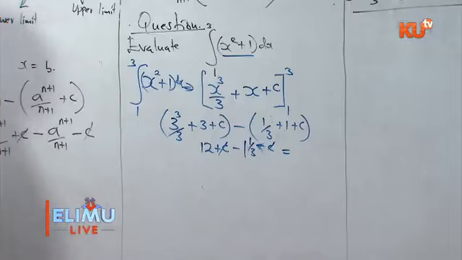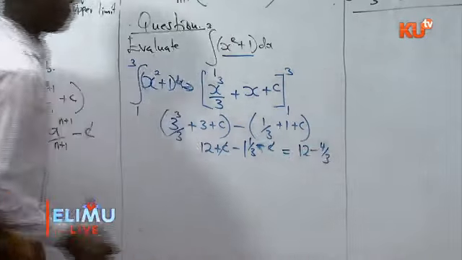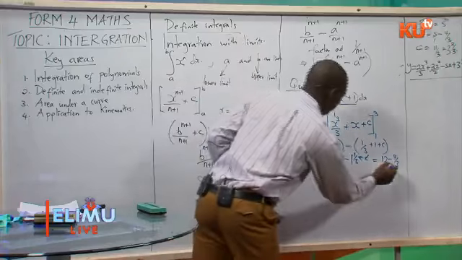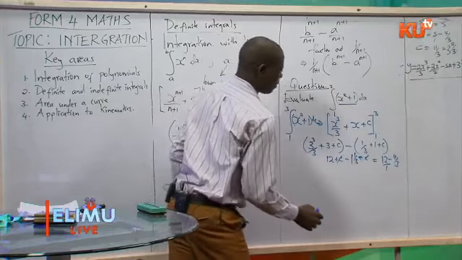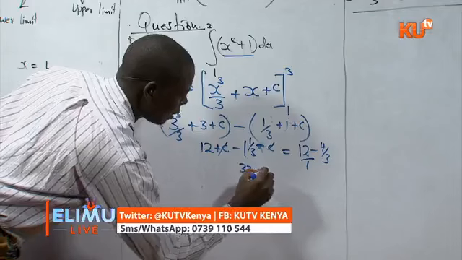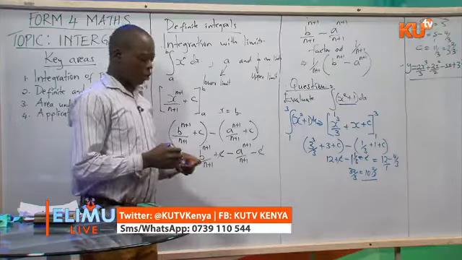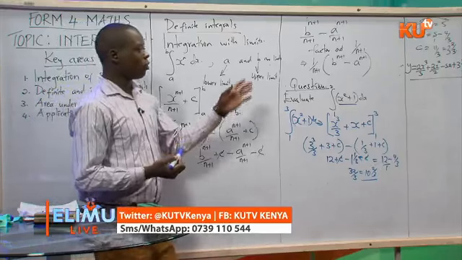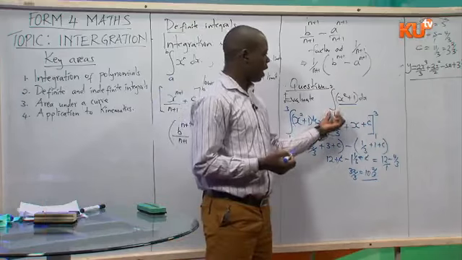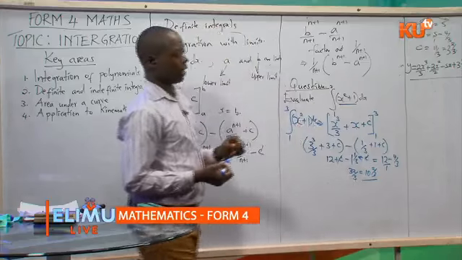So our solution will be now 12 minus 4 over 3. This is 12 over 1, that will give us 36 minus 4, which is 32 over 3, and that is 10 and 2 over 3. So our solution becomes 10 and 2 over 3. This is what we call definite integrals. We have the limits, and the limits in this case are 1 and 3, meaning we're integrating from x equals 1 to x equals 3.